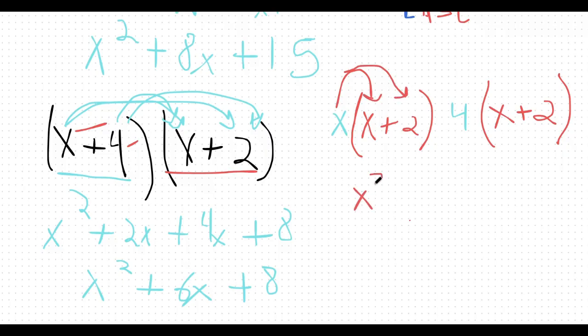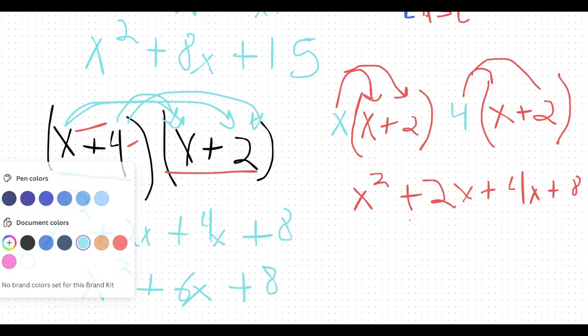x squared plus 2x. All right, we're also distributing this term, 4x and 8, plus 4x plus 8. So if you're ever confused about the FOIL method, just realize it's the distributive property. FOIL is just an acronym to help you remember.